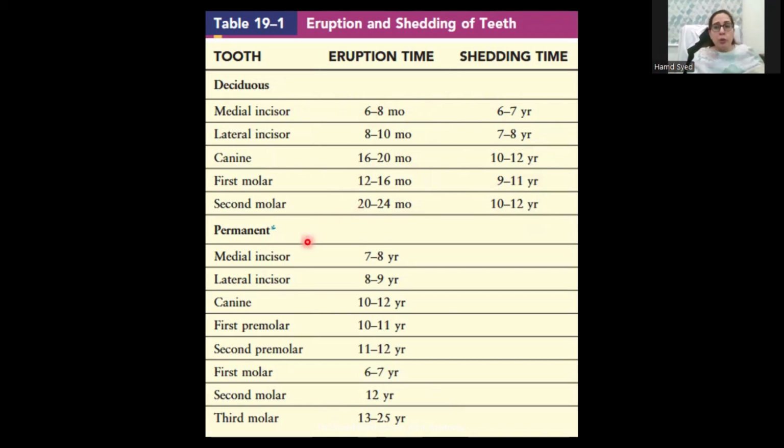As I told you, there are a total of 32, 16 in the upper jaw and 16 in the lower jaw. So in each quarter, you've got 8, and these are 2 incisors, 1 canine, 2 premolars, and 3 molars. They start to appear after 6 years of age. And you can see the third or the last molar can make its appearance up to 25 years of age. So this is the time period till this process continues.